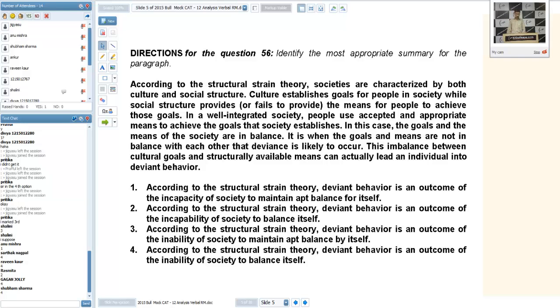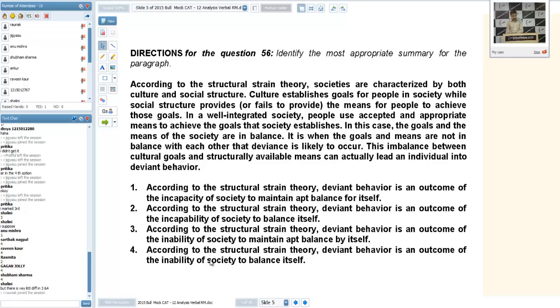The inability of society to balance itself. The first says apt balance for itself. From this preposition, for, we can make out that society is not trying to balance itself, and by itself is again society is not. Yes Shalini, it's a very little difference. The difference is of preposition, grammatically. For and by are more or less the same. Society is not trying to find something for itself and by itself. So it is the inability of society to balance itself.